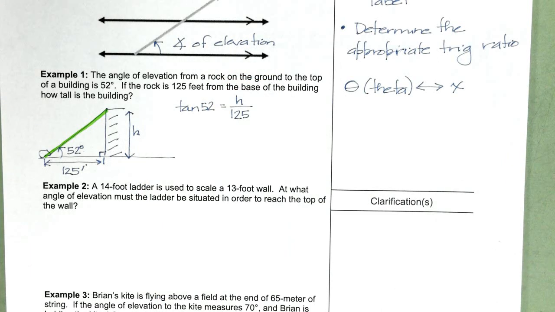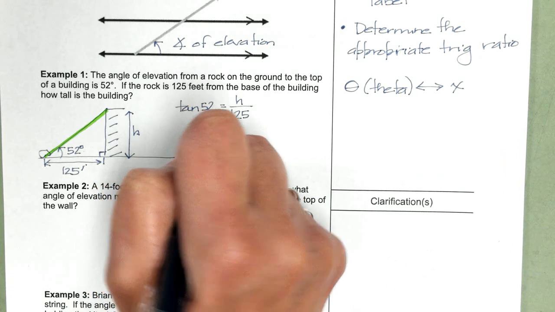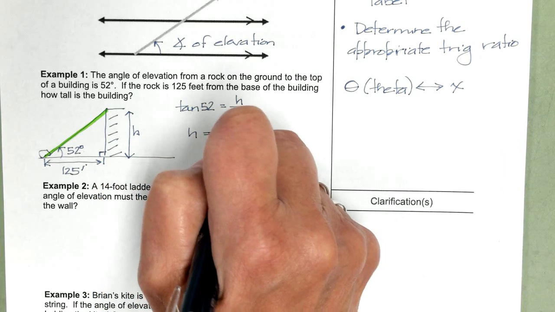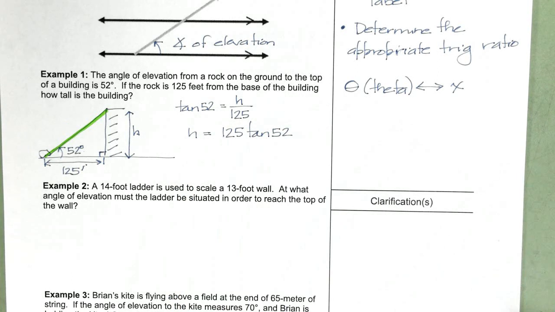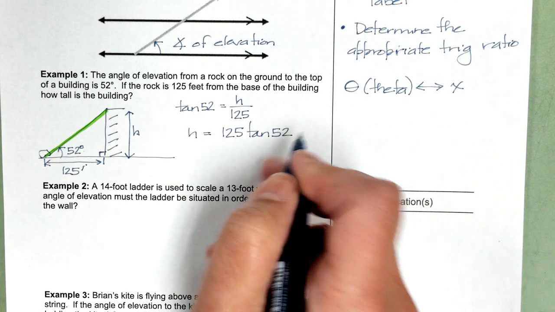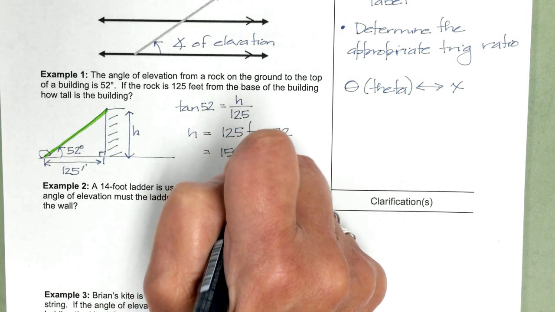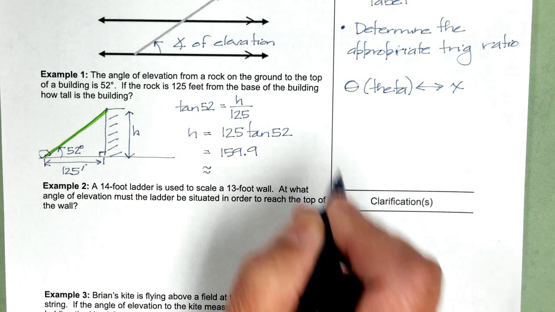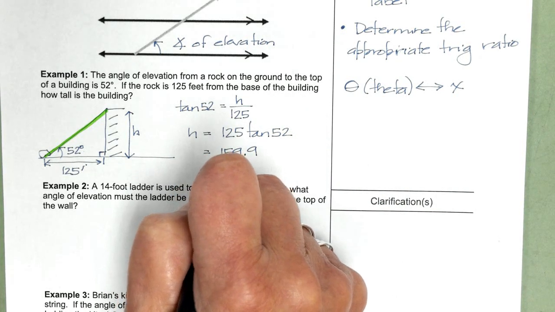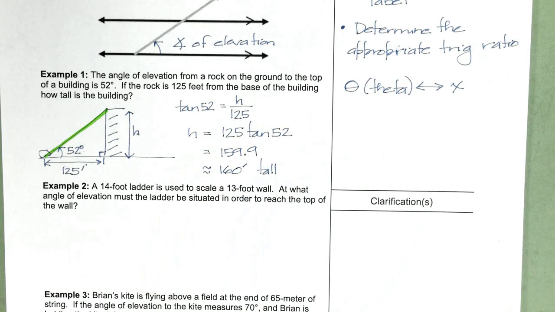To solve for H, we multiply both sides by 125, and we get H equals 125 times tangent of 52. Plug that in your calculator, and you get 159.9. So if we were rounding this to the nearest foot, the building is 160 feet tall.